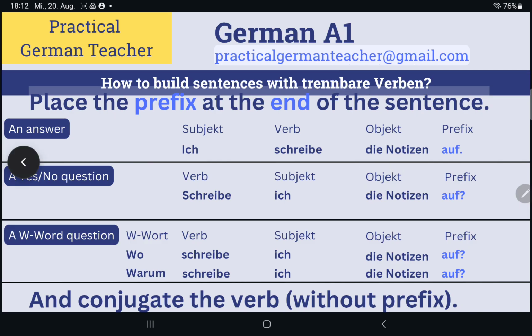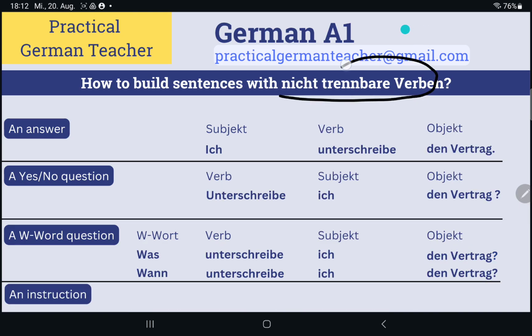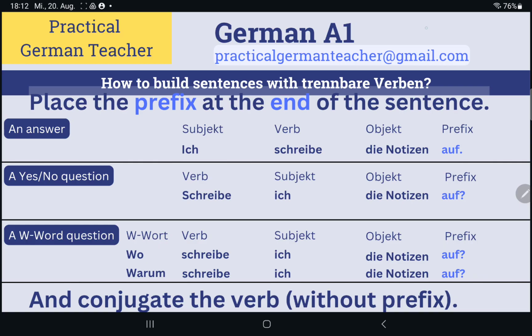The last slide was about the nicht trennbare Verb, nothing new. How to frame sentences with a trennbare Verb? Again, I think you know it already. All you have to do is separate the verb. The verb is aufschreiben.